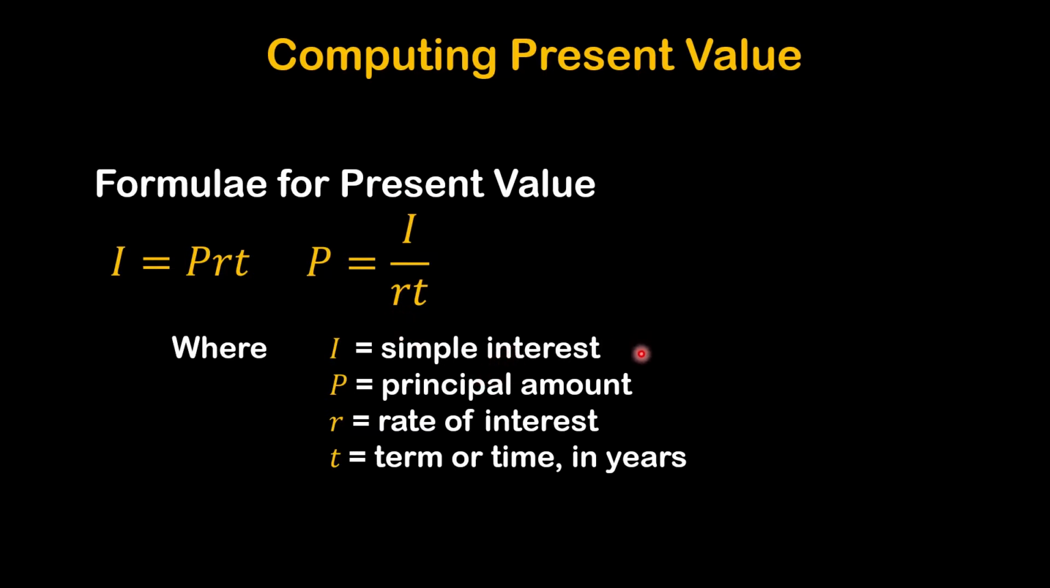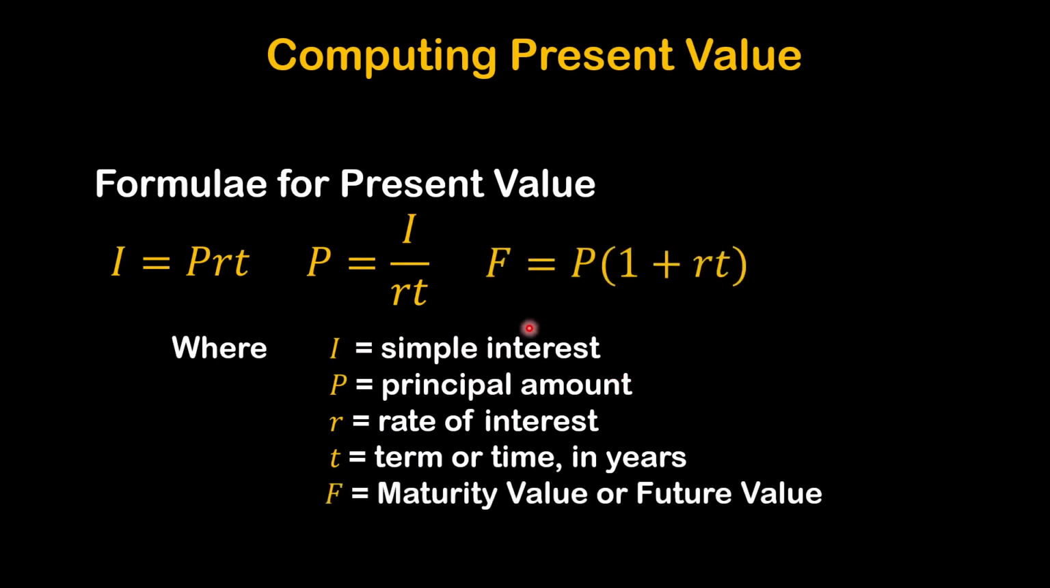Now, there are cases where what is given is the future value. F here is the future value or the maturity value. So F is equal to P times the quantity 1 plus RT. This is the formula for the future value. From this formula, we can derive the formula for the present value if given the future value, and that is P is equal to F over 1 plus RT, where F is the future value. We just divide it by 1 plus the rate times the time.